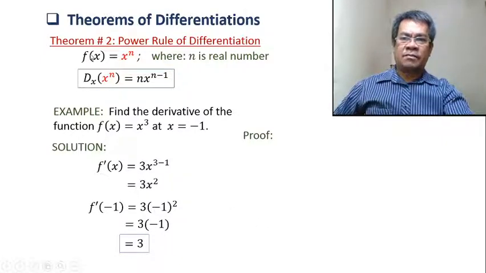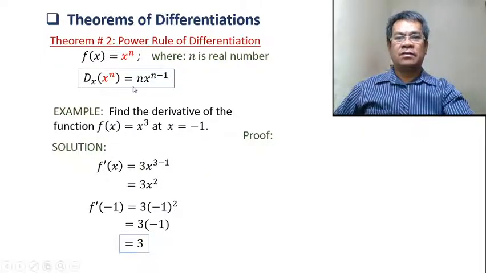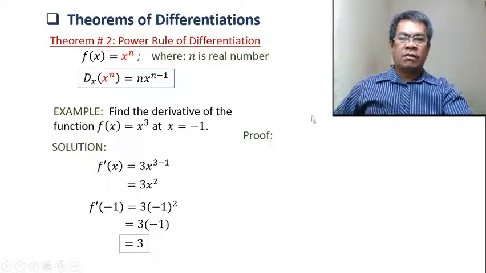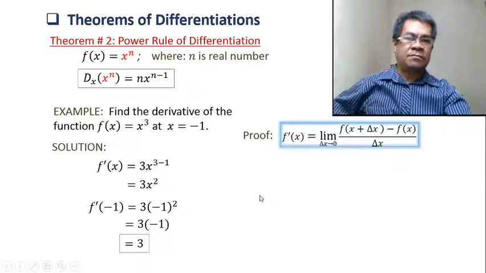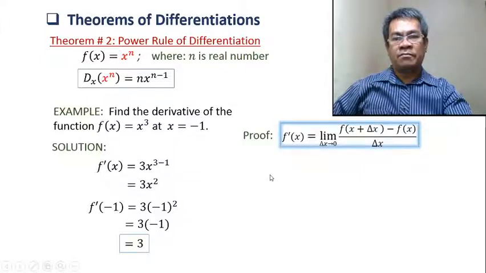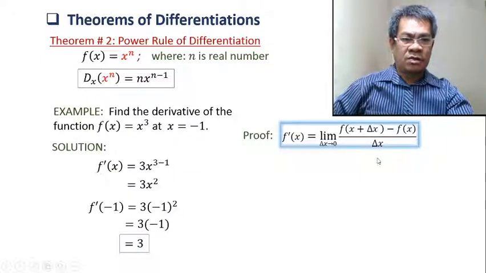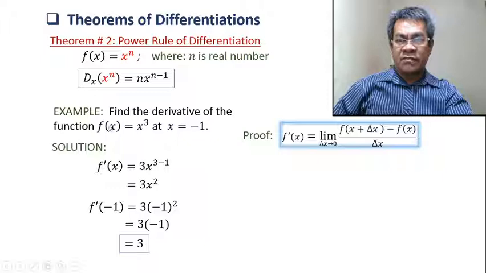Now, the proof. Is it true that this is the derivative of x raised to n, or the power rule? Then let us verify. We will verify now using the slope of the tangent line formula, or the limit of the function of x plus delta x minus function of x over delta x, as delta x approaches 0, which is the derivative of the function with respect to x. Okay? Now in this case, again, we have to recall our previous video.